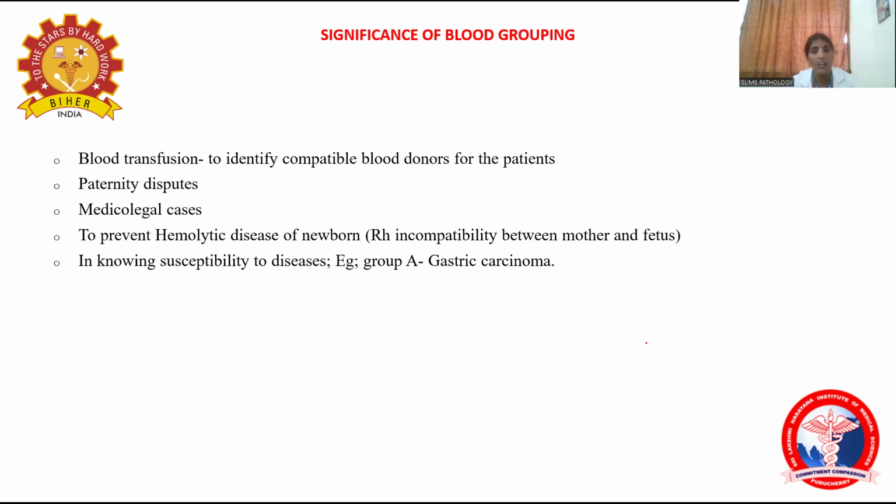Number two is paternity disputes. For example, to know whether the father is the same or the mother is the same. So to rule out paternity disputes, there are pros and cons of that. And obviously, in medico-legal cases where there are murders or rapes, you want to look into the blood samples of the victim or the accused. That also helps.